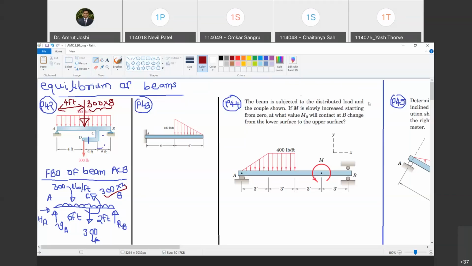No, not Chaitanya. Who was speaking right now? Sir, I was speaking. What is your name? Sir, my name is Omkar. Omkar, I'm sorry.